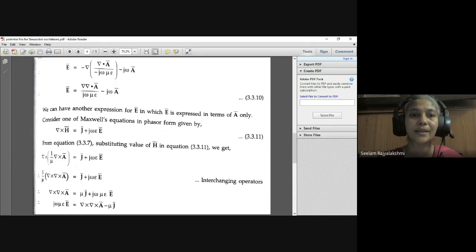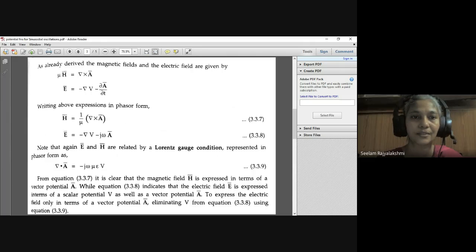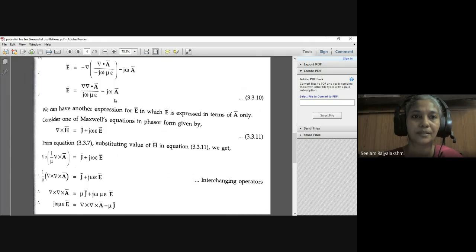Now consider one of Maxwell's equations in phasor form: ∇ × H̄ is equal to J̄ plus jωεĒ. This is equation number 11. From equation 7, let us substitute the value of H in equation number 11. Here H is 1 by μ ∇ × A. So ∇ × (1 by μ ∇ × Ā) is equal to J̄ plus jωεĒ.